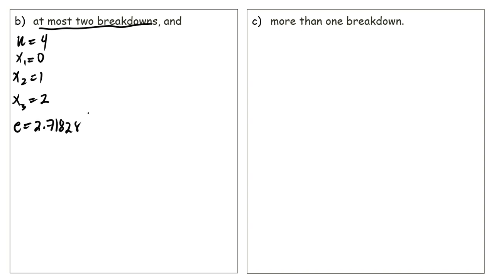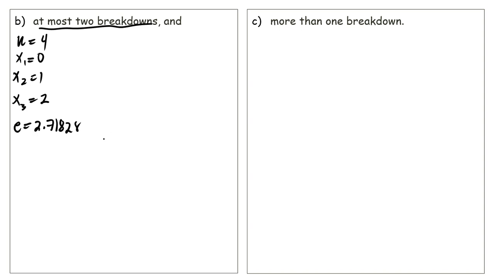At most. Ibig sabihin, paano pag sinabing at most? Pinakamarami yung dalawa. So, pwedeng wala, pwedeng isa, pwedeng dalawa. Okay? Hanggang dalawa. At most 2 kasi. At most 2. So, mangyayari dyan, yung mean natin, 4 pa din. Yung x natin, 0, 1, tsaka 2. Kasi, at most 2. Siyempre, ang e natin, ganun pa din. 2.71828.